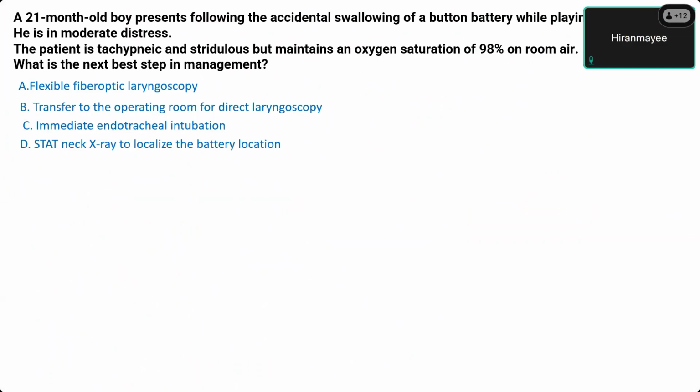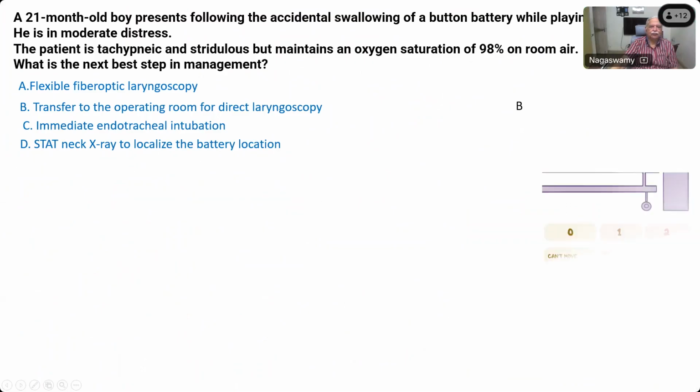Neck X-ray. This is a common thinking. Here the patient is maintaining the saturation even though he is tachypneic and stridulous. Flexible fiber optic laryngoscopy, sir. Direct laryngoscopy. Transfer to OT and do a direct laryngoscopy. That is the easiest and that's the answer for that. So you can do that with the help of restraining the child and trying to do that.